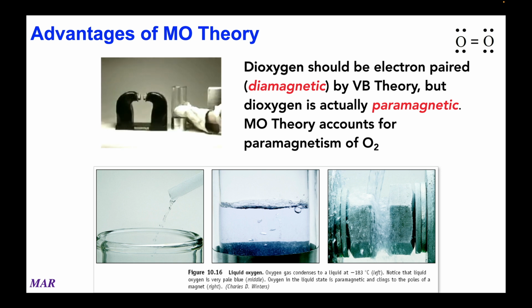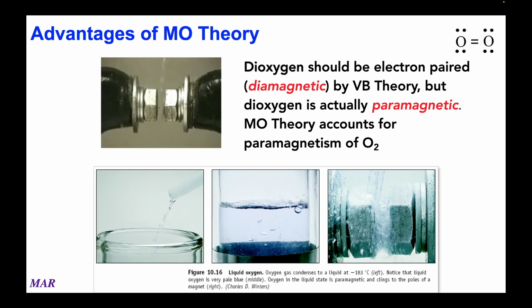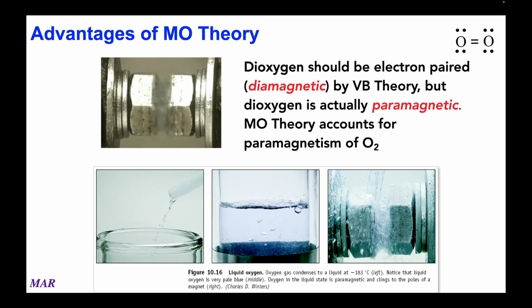Oxygen, however, interacts with a magnetic field because it is paramagnetic. This physical property indicates that molecular oxygen has unpaired electrons. Molecular orbital theory accounts for this fact, but valence bond theory does not.